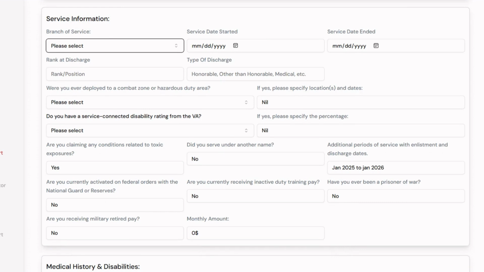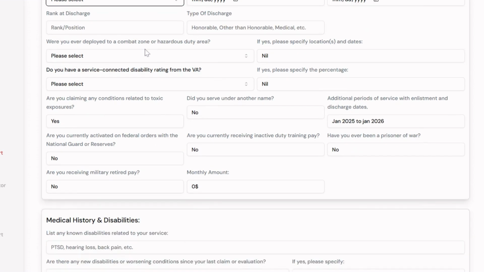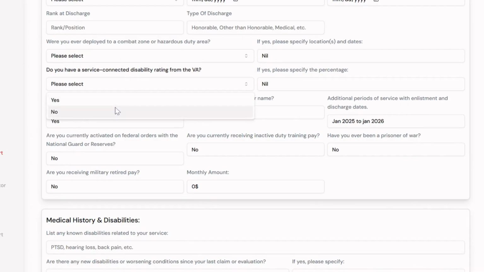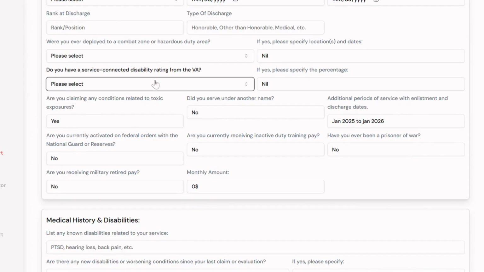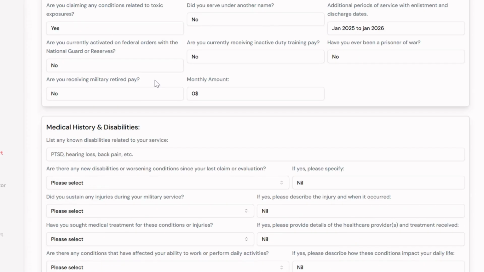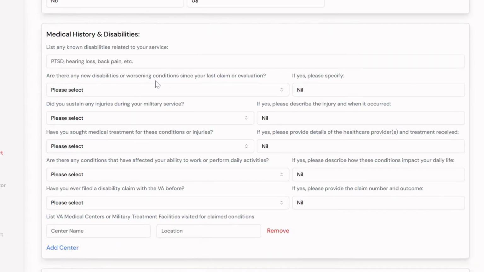The medical history section is particularly crucial. Here, you'll list all service-related disabilities, things like PTSD, hearing loss, or back pain. There's space to detail any injury sustained during service and subsequent medical treatment. Remember to include both ongoing conditions and those that may have worsened over time.